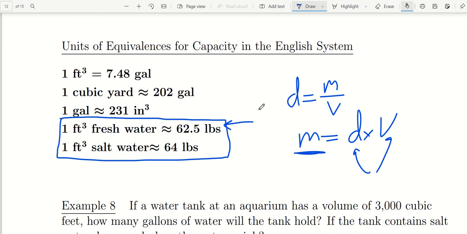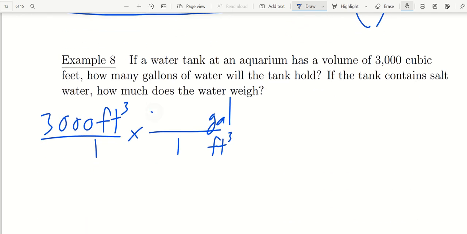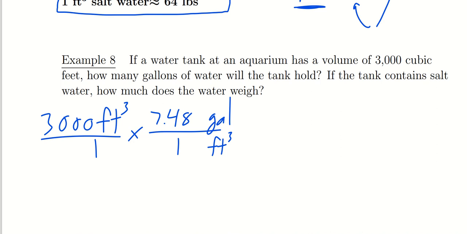1 cubic foot is 7.48 gallons. So one of these is 7.48 of those. These cancel. And let's see what we get. 3,000 times 7.48 is going to be about 22,440 gallons.